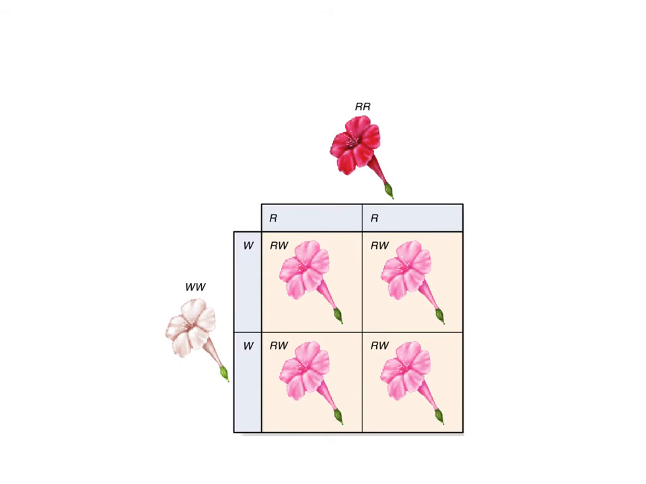So take a look at these flowers right here. You have a red and a white crossed, and you end up with pink. All right, this is incomplete dominance. It's neither red nor white. It's incompletely dominant.